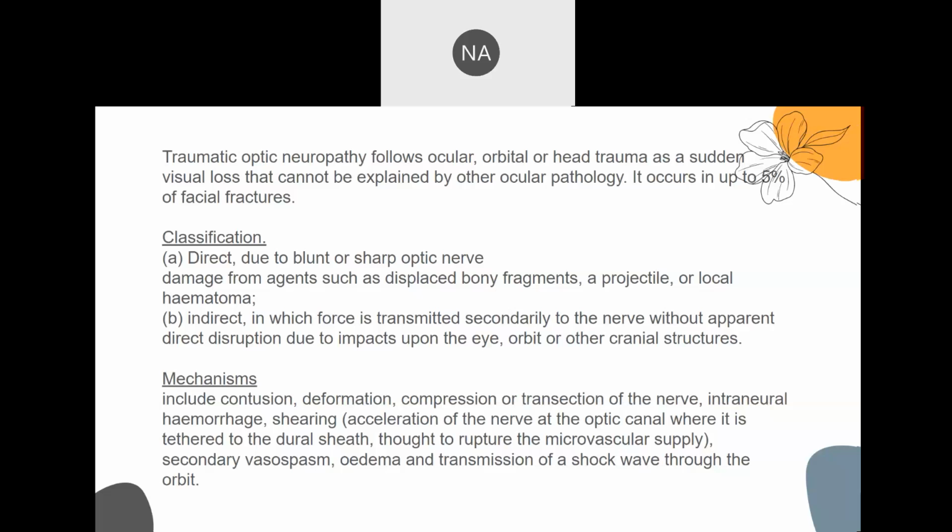And then mechanism include contusion, deformation, compression or transection of a nerve, intraneural hemorrhage, shearing, secondary vasospasm, edema and transmission of a shock wave through the orbit.